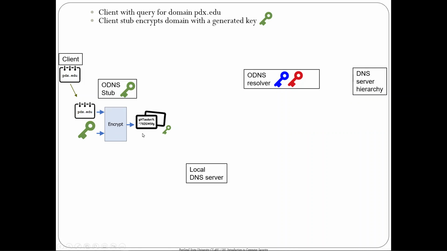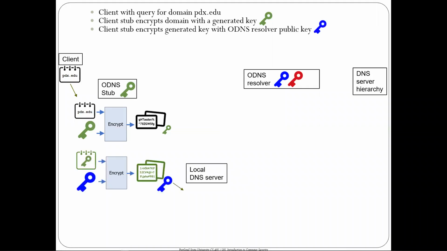and generate the encrypted query. Then I have this oblivious DNS resolver that I want my request forwarded to eventually. This resolver has a public key and private key pair, and it publishes the public key, the blue thing. The client is going to take this ODNS resolver's public key and encrypt the session key, the green key that it generated, with the public key. Then it's going to attach both of these two values to a query to the local DNS server.